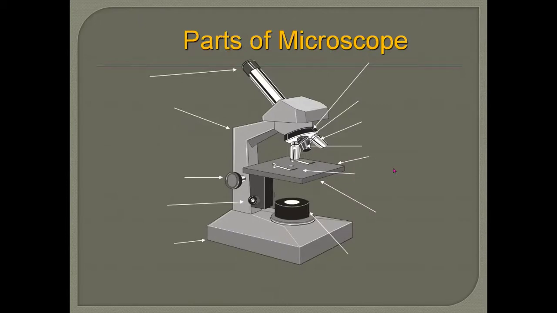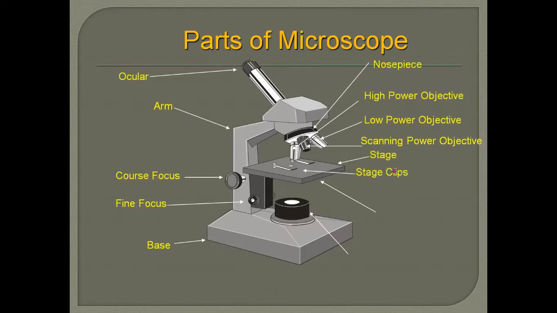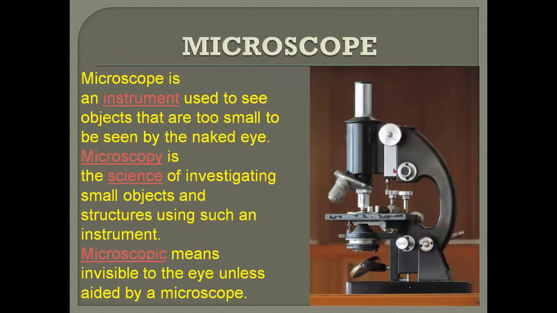We first went through the different parts of the microscope like the eyepieces, objective lenses, and the base and the stage, and the diaphragm, the coarse and the fine focuses, and also we have discussed about the light or illumination, and also about the scanning power objective lens.